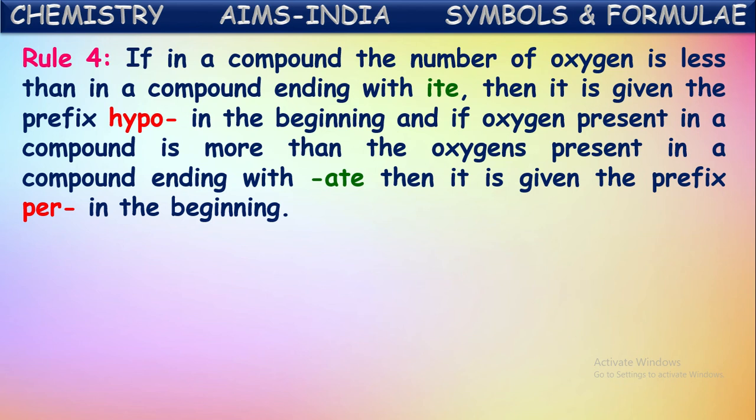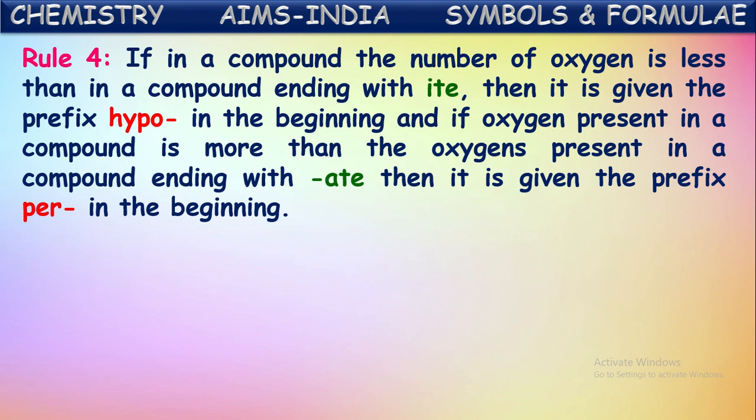Okay, beginning of the compound's name. Just now we have seen how to write the compound's name ending in ate and ite. If in a compound the number of oxygens is less than in the compound ending with ite, then the name of the compound will be prefixed with hypo. In the same way, if the oxygen atoms present in a compound are more than the oxygen atoms present in a compound ending with ate, then it is given a prefix per in the beginning.